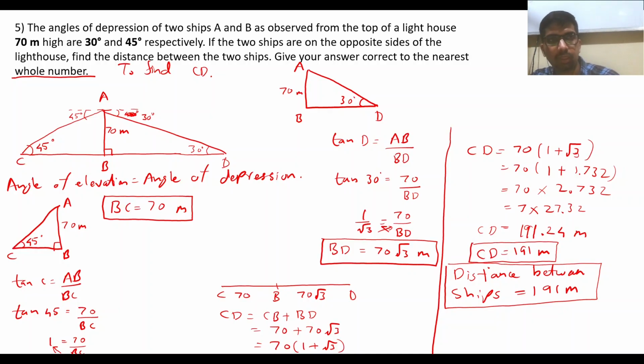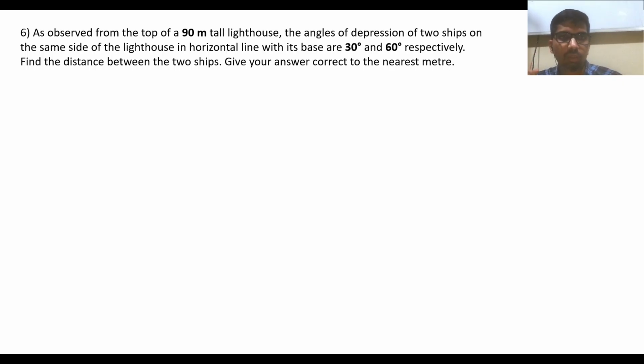So let's go further. Now in this question again the same logic applies, but the ships are on the same side. So let's read the question. As observed from the top of a 90-meter tall lighthouse, the angle of depression of two ships on the same side of the lighthouse, in horizontal line with its base, is 30 degree and 60 degree respectively. Find the distance between the two ships. Give your correct answer to the nearest meter.